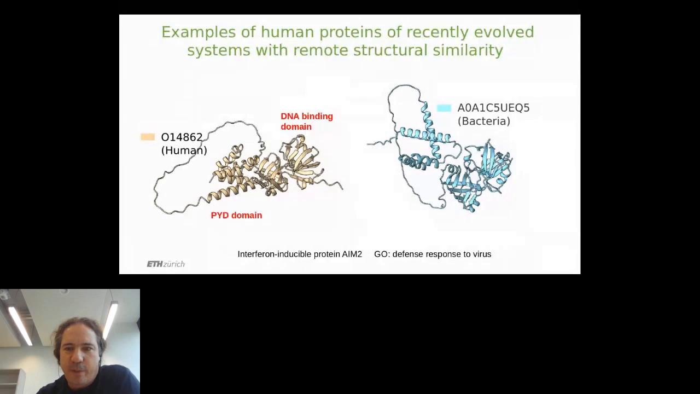Just another example: here on the left side, we have a well-characterized human protein that is again part of the innate immune system. It is part of this interferon-inducible protein, and this is important, again, for immune response in human. And we find examples of structurally similar proteins in bacteria. This suggests that this particular immune system has been adapted from things that pre-existed mammals for a very long time.